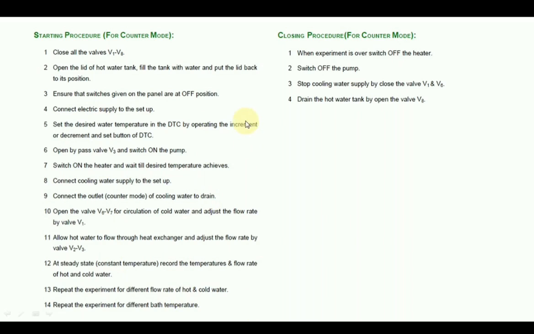Once we are done with performing the experiment, this is the closing procedure which we need to follow. The first thing we need to do is switch off the heater. Then after that we need to switch off the pump. Then we need to stop the cooling water supply, and ultimately when the temperature of the hot water goes down, we need to drain the hot water with the help of the valve V8.